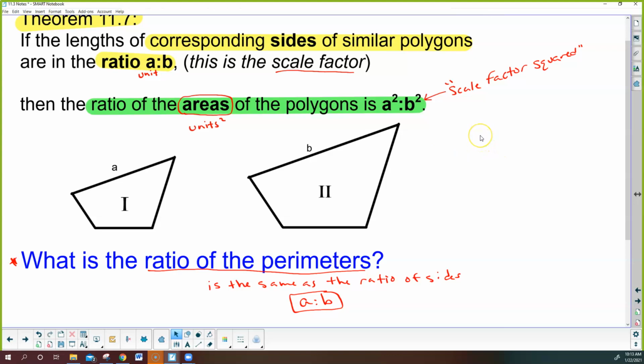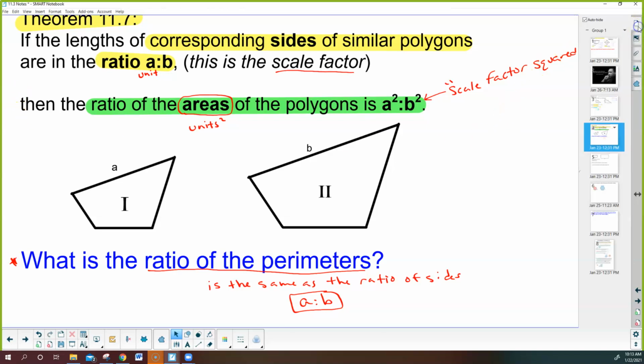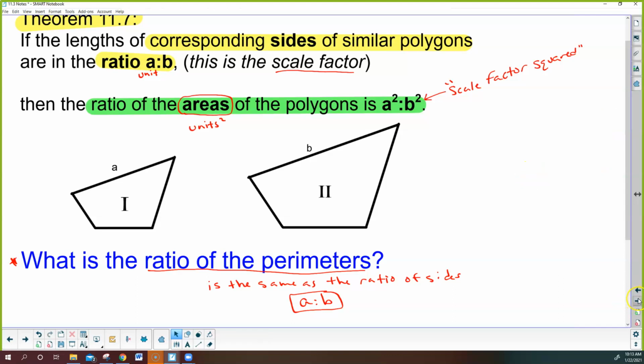So this is the big idea for today. The question that's left is how do we use this knowledge? Now that I know that the areas are just the scale factor squared, how do I use that to find out maybe the area of one piece if I know the area of another? I'll give you another minute to write this stuff down.